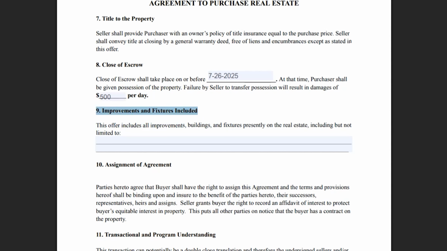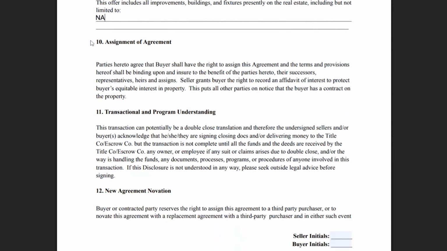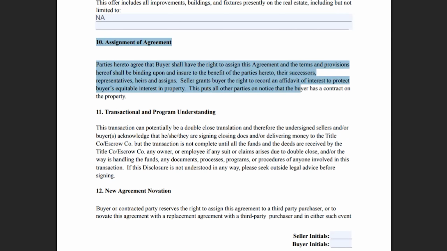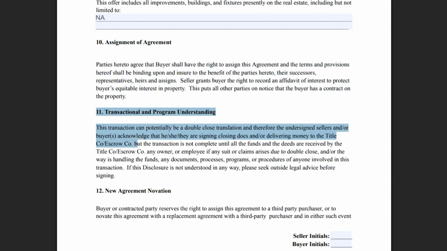Improvements and fixtures included. This offer includes all improvements, buildings, and fixtures presently on the real estate, including but not limited to blank. And that would just be whatever you filled in there. If you don't fill anything in, you can put NA. Assignment agreement. This just allows you to assign the property. Transactional funding. This allows for you to do a double close.